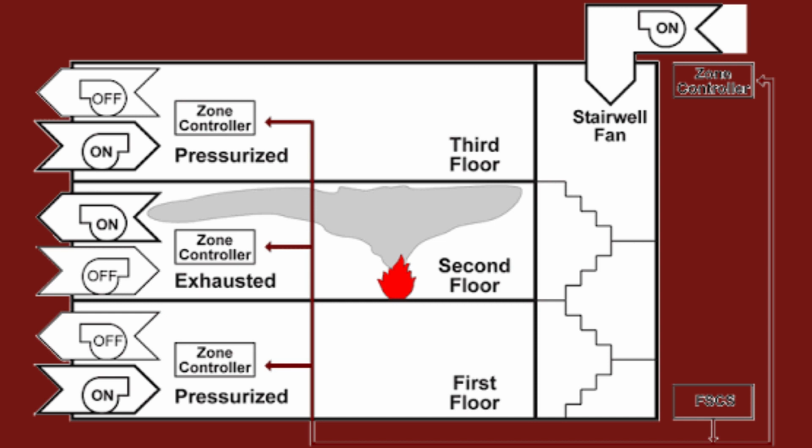7. Emergency power supplies. Smoke control systems are typically connected to emergency power supplies to ensure they remain operational during a power outage, which is common during fires.